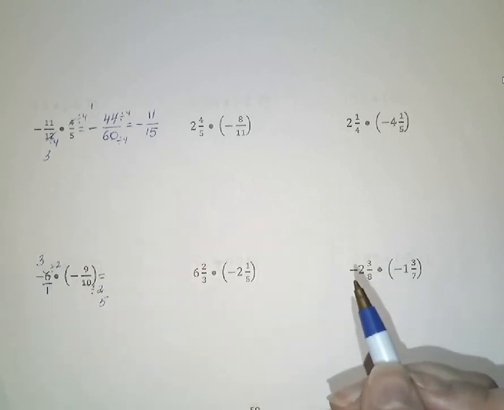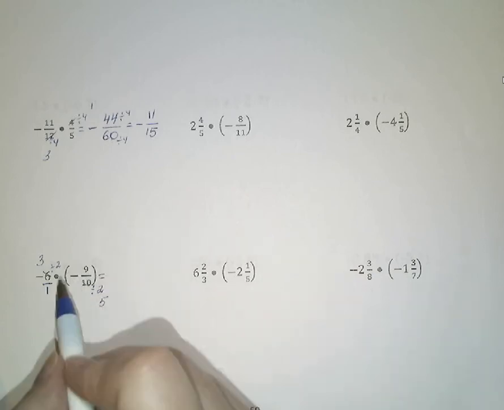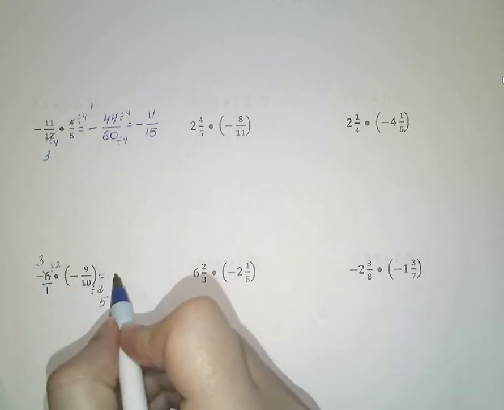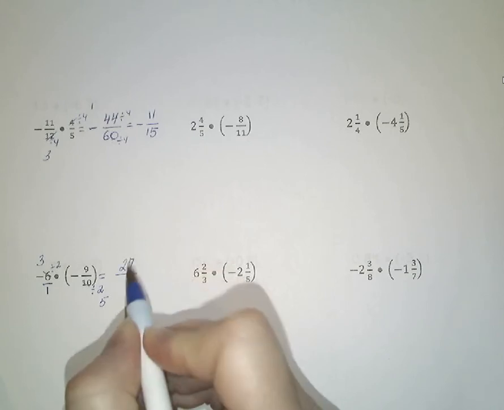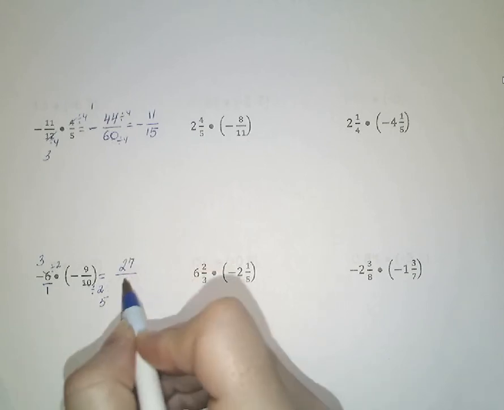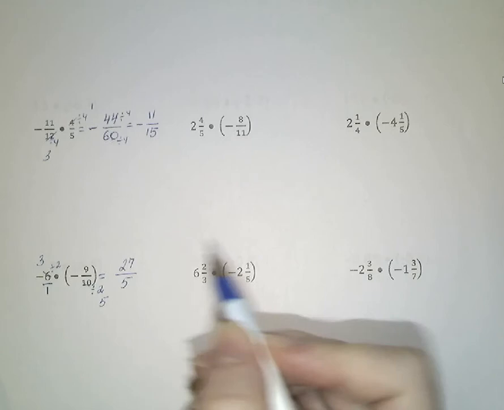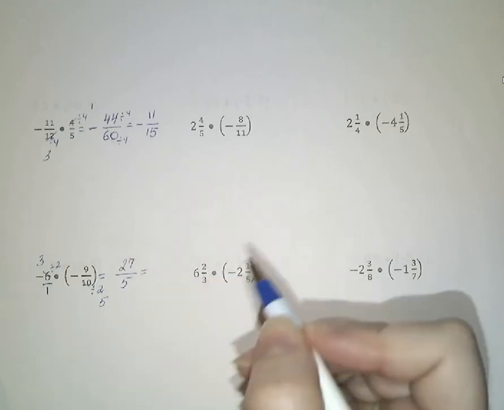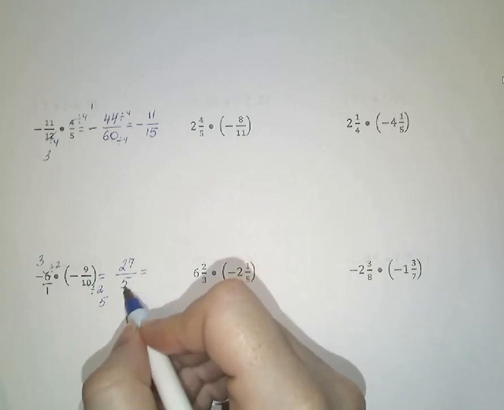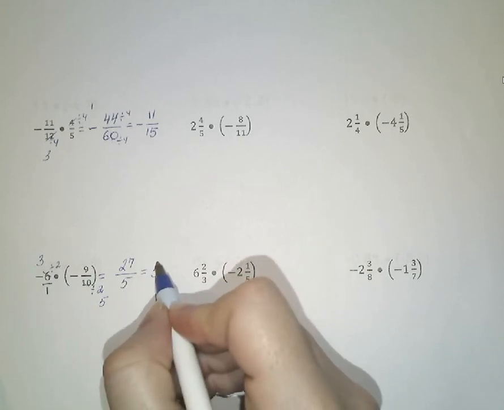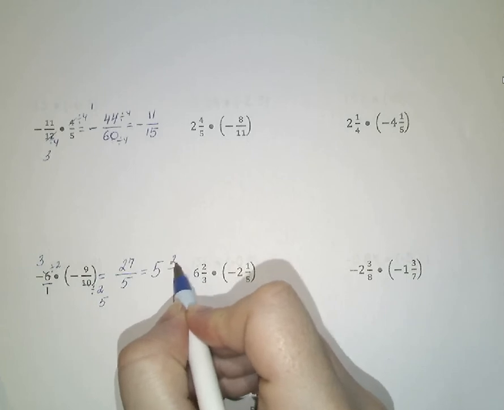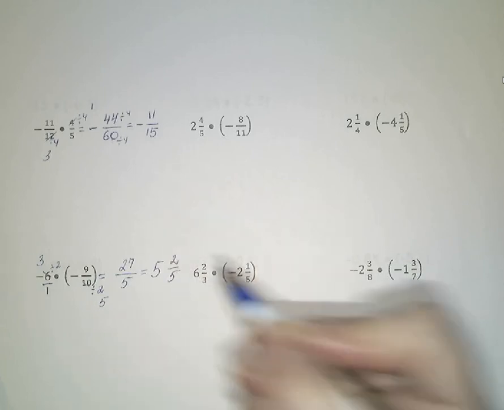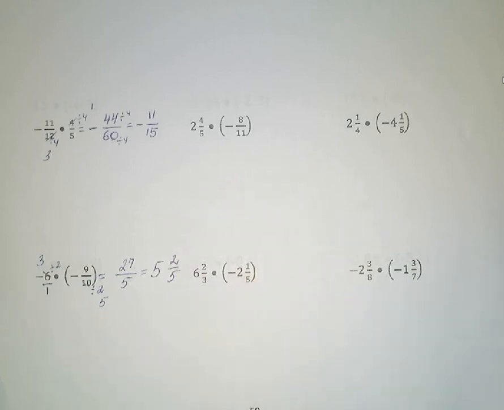Now I'm ready for multiplication. 3 times 9 is 27, and 1 times 5 is 5. Okay, so now since this is an improper fraction, you want to make it a mixed number. 27 divided by 5 is 5, and then you will have 2 as a remainder, 2 fifths. 5 and 2 fifths. Okay? Alright, so moving on.